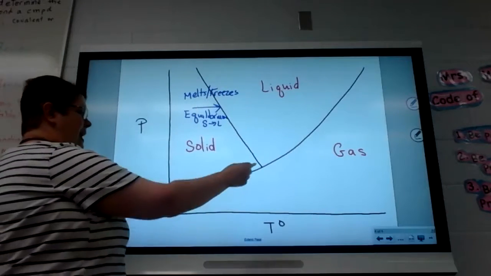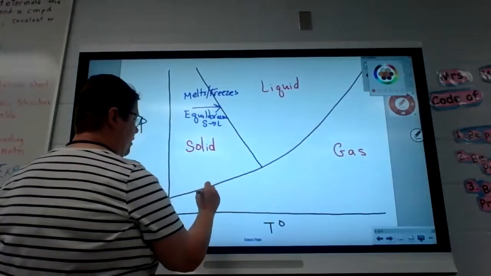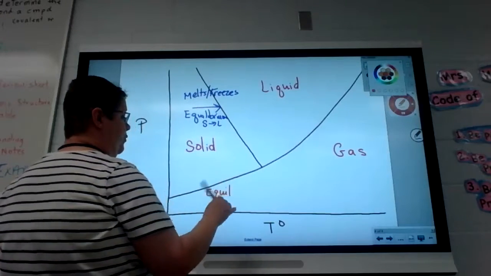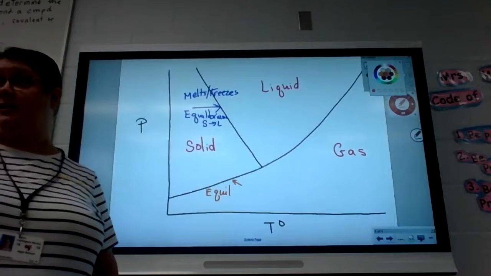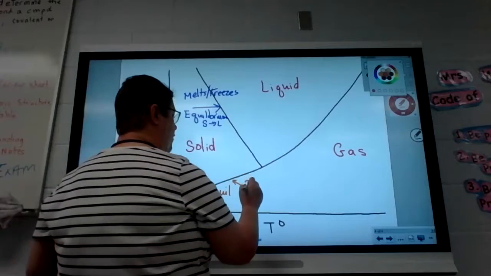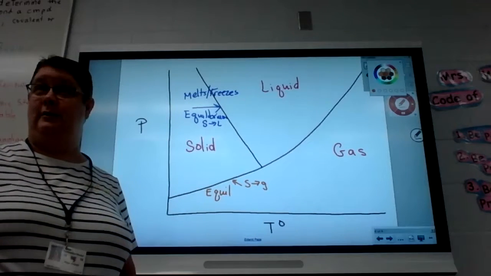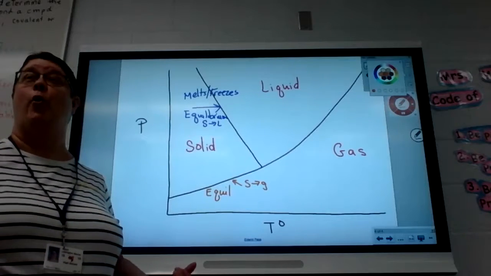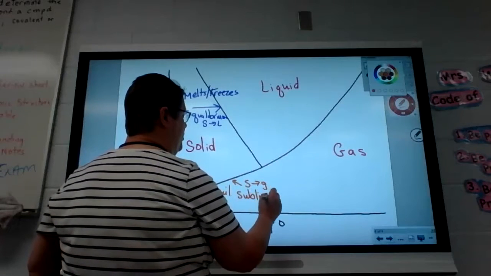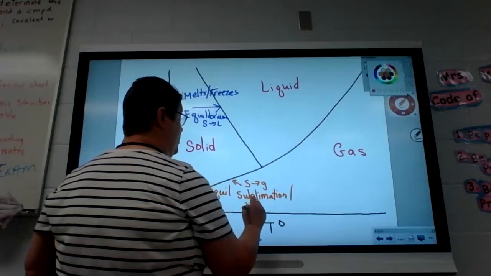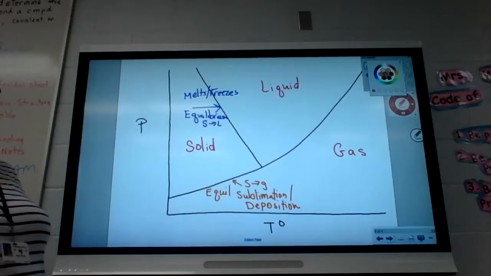Now, this line down here would be in equilibrium also, but what would happen across this line? It's a solid to a gas. So what would happen on this line? Sublimation and deposition. Okay, sublimation and deposition would happen there.